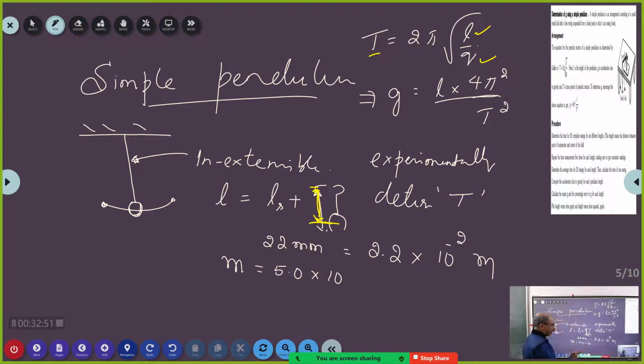You are going to write it in scientific notation, gentlemen. In scientific notation, this number should be any number between 0 and 10, that is 1, 2, 3, 4 to 9. Hello? Got it? That is the scientific notation. So 50 grams, how are you going to write? 5 into 10 to the power of? Minus how much? Minus 2, sir. Minus 2 kilos. Correct?